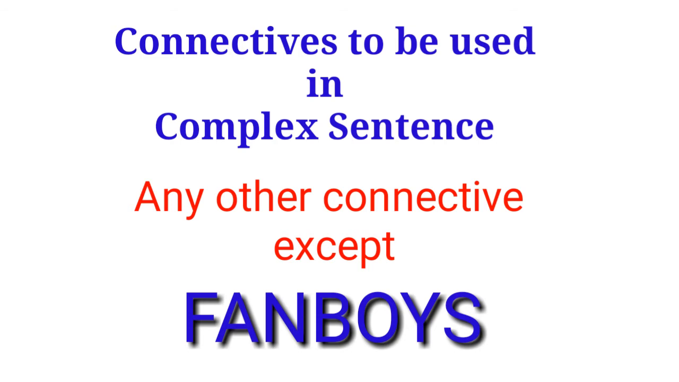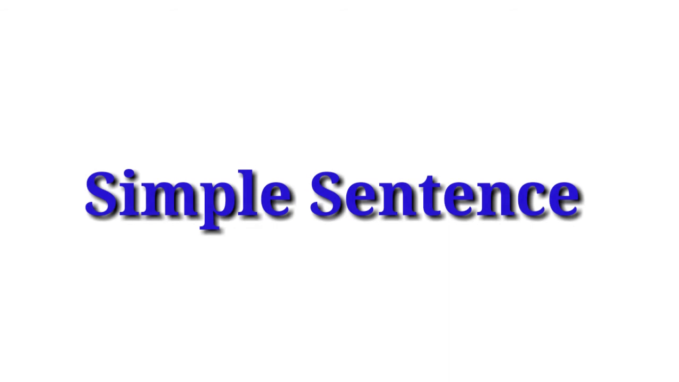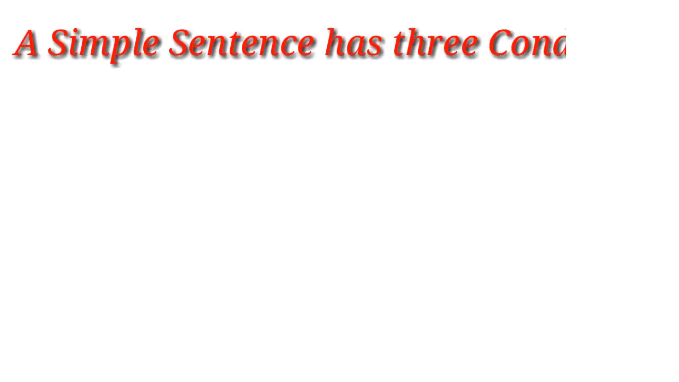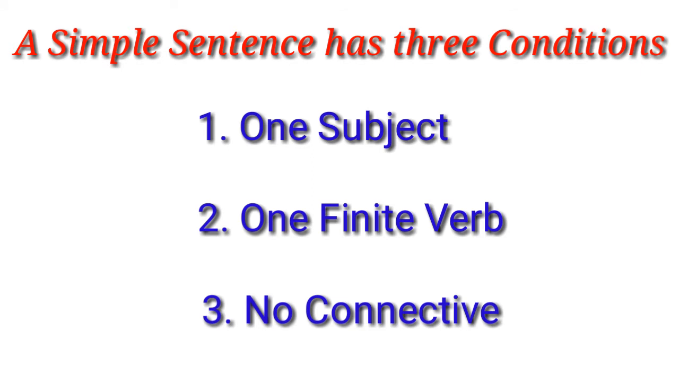And further, the time comes to observe simple sentence. What are the features of simple sentence? So let's move to the simple sentence. In simple sentence, we can find out three conditions. The first one is that there should be one subject, one finite verb, and no connective. These three features must be kept in mind when we deal with simple sentence. To form simple sentence, we shall have to be careful regarding these three facts.